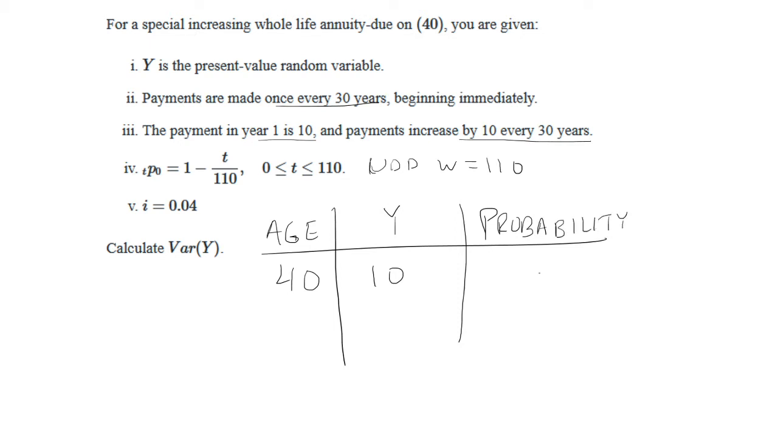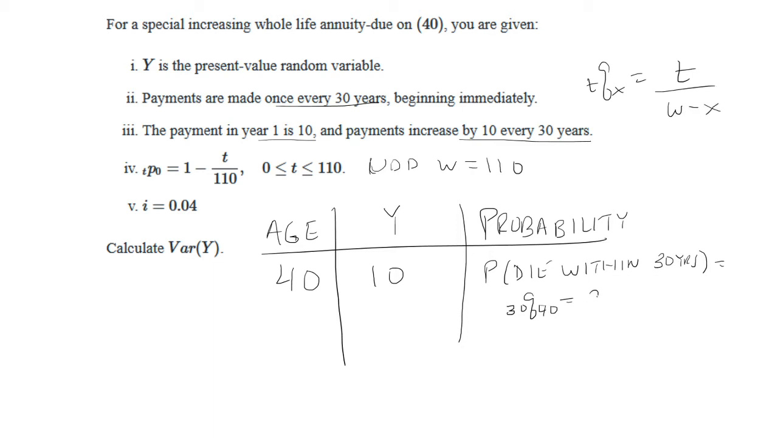So the person will die within 30 years. So that we can say, well, start age 40 and then die within the next 30 years. So that's the same thing as T over W minus X. So T here is 30, W is 110, X is 40. So we get 3/7.